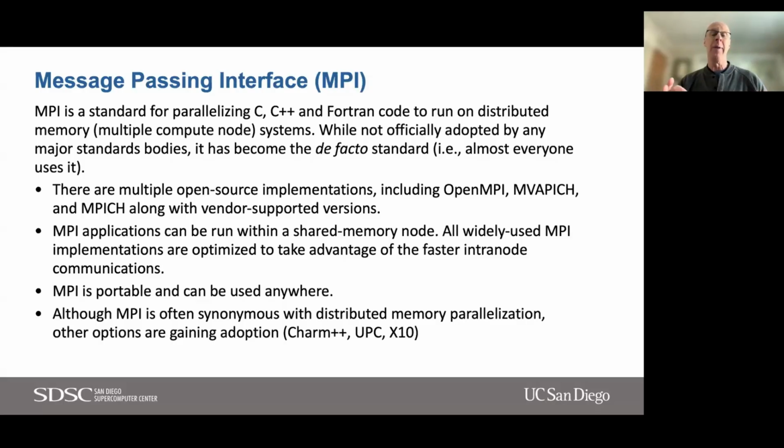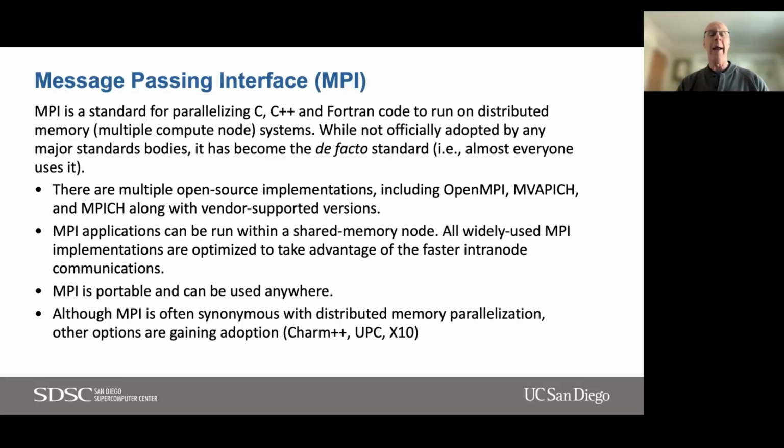Now, MPI applications can be run entirely within a shared memory node, and you might find yourself doing that more and more as the number of cores that we pack into a node grows. Currently, Expanse has two 64-core processors for a total of 128 cores per node. And we could easily envision future machines that will have 256, 512, or even more cores per node. So there's a lot of parallel computing we can do within that node.